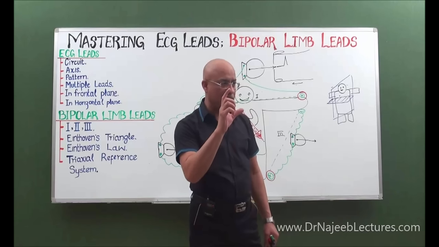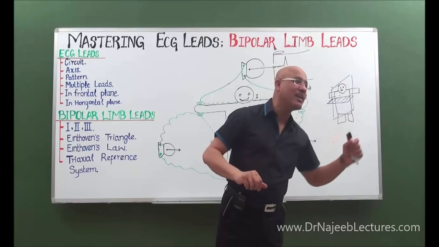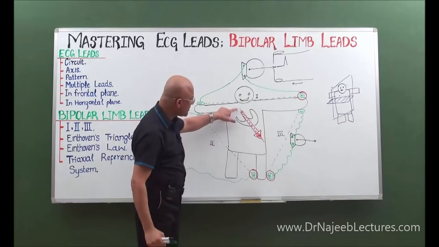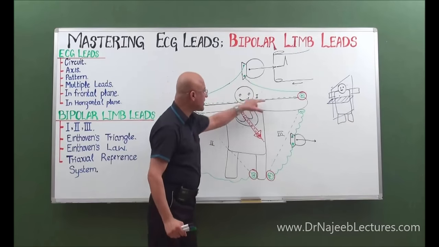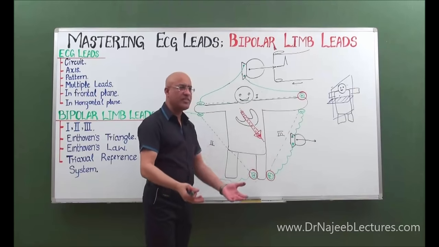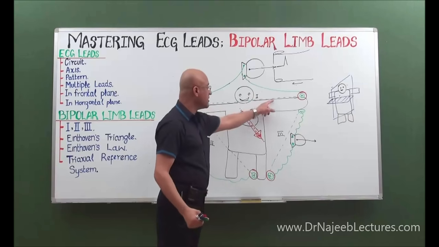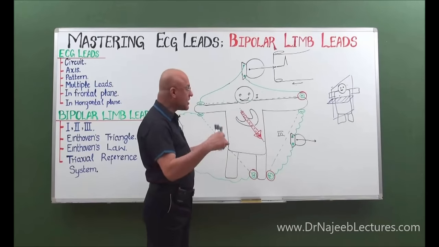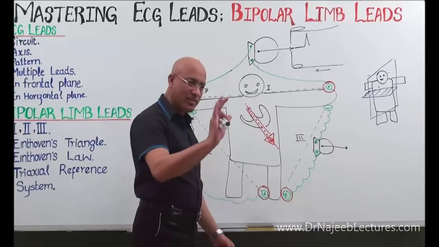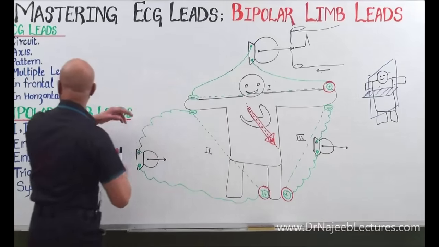So if there is a pathology, that may be recorded better by one lead and poorly by the other lead. Is that right? Come back. This is the axis of the vector. These are the axes of the leads. Now you are clear about the difference? Yes. So when you read ECG books, somewhere they mention the electrical axis of the lead, then they are talking about this stuff. If they talk about the electrical axis of the cardiac vector, then they are talking about this. Is it clear? Yes.